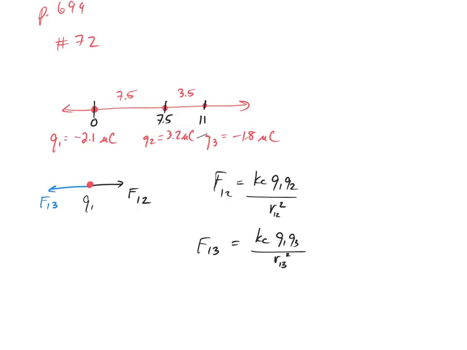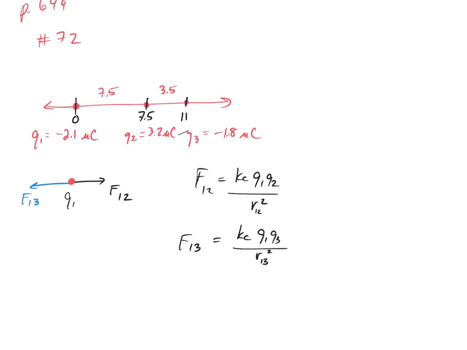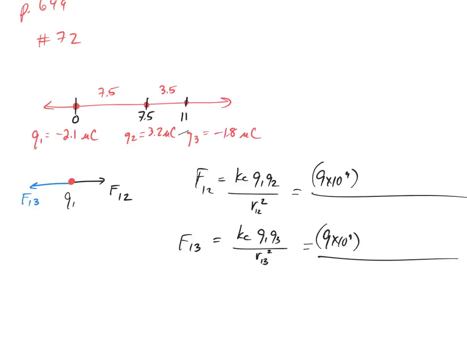You guys can calculate on your own. I'm not going to go through the calculation process. I'm just going to show you where things would go here. So for KC, we know it's 9 times 10 to the 9. The distance R12 was 7.5 centimeters, or 0.075 meters. And the other one is 11 centimeters, which is, what is that going to give us? 0.11 squared.